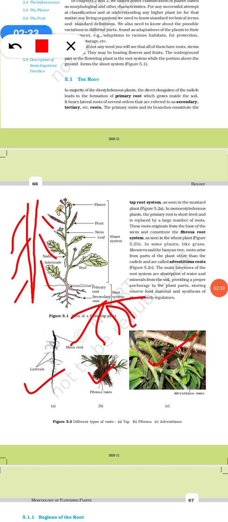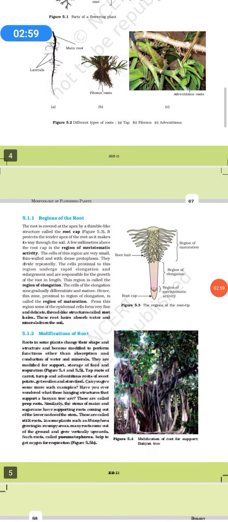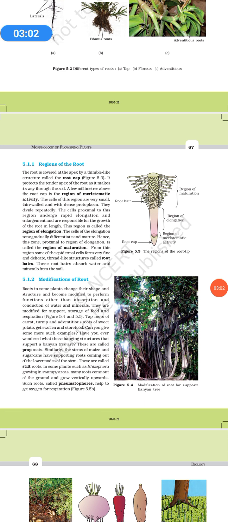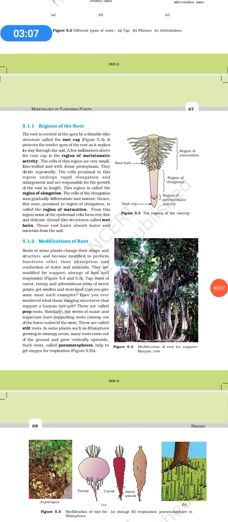The main function of the root is what? To absorb water and minerals and provide support and anchorage to the plant. Then some roots have secondary functions: some roots preserve food material, synthesize plant growth regulators, and help in respiration. We have pneumatophores for respiration. Now before going into modifications and other secondary functions of roots, we will talk about the regions of the root.